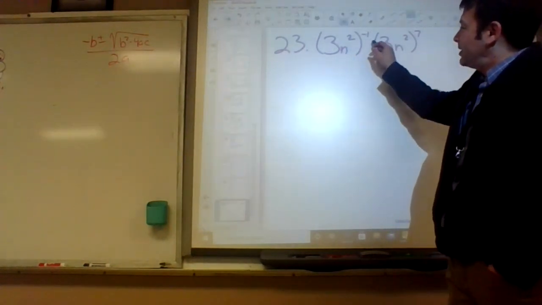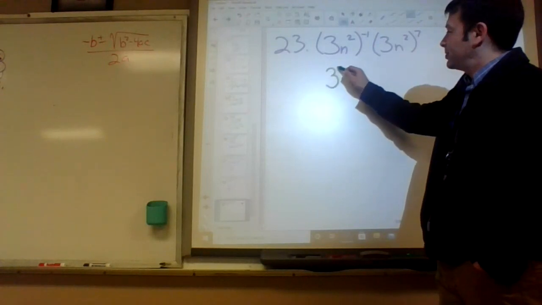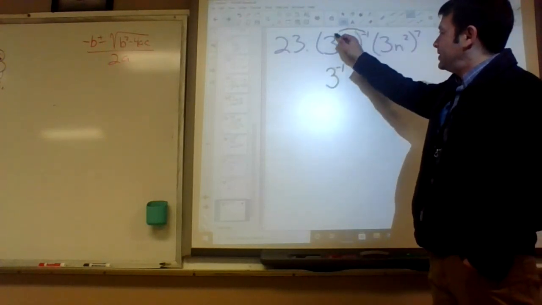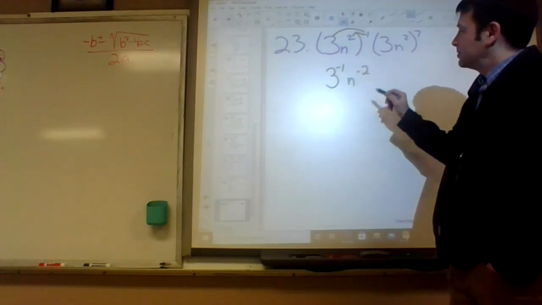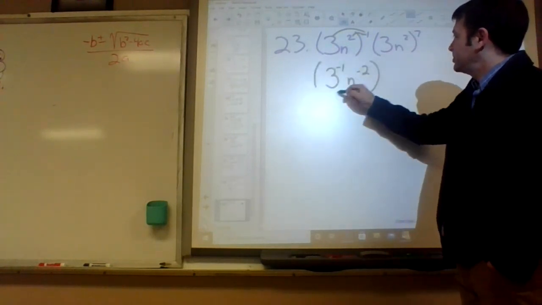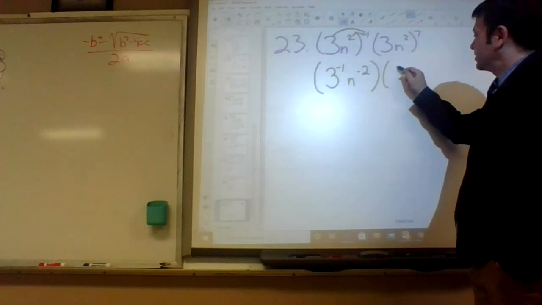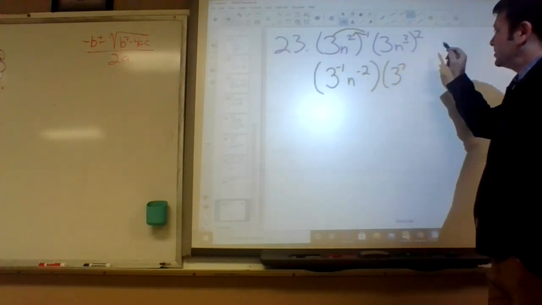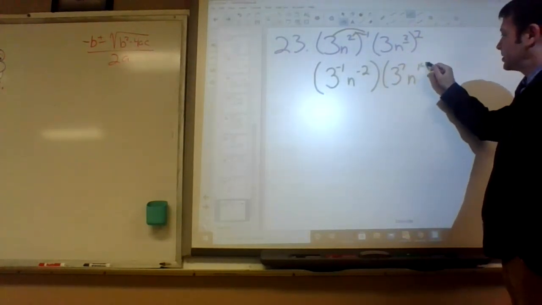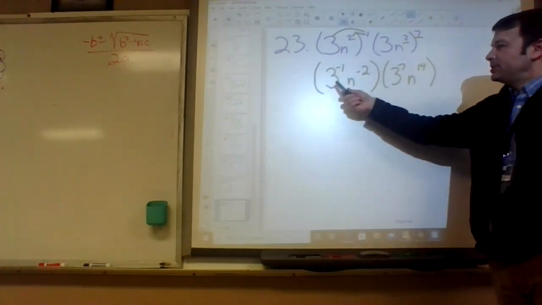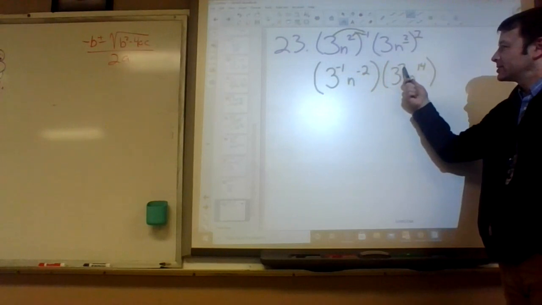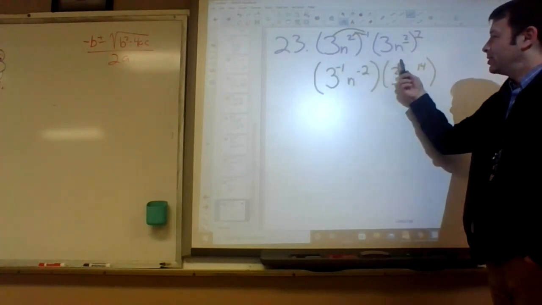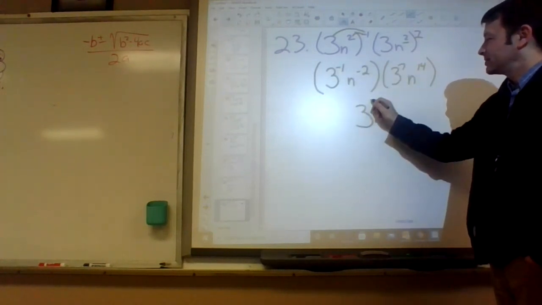Let's see how we did. So I'm just going to leave it. There's more than one way to do it, but this would be 3 to the -1 and n to the -2. And this would be 3 to the 7th and n to the 14th. And then when you multiply 3 times 3, when you're multiplying the bases, you add the exponents. We did that last time. -1 plus 7 is 6.